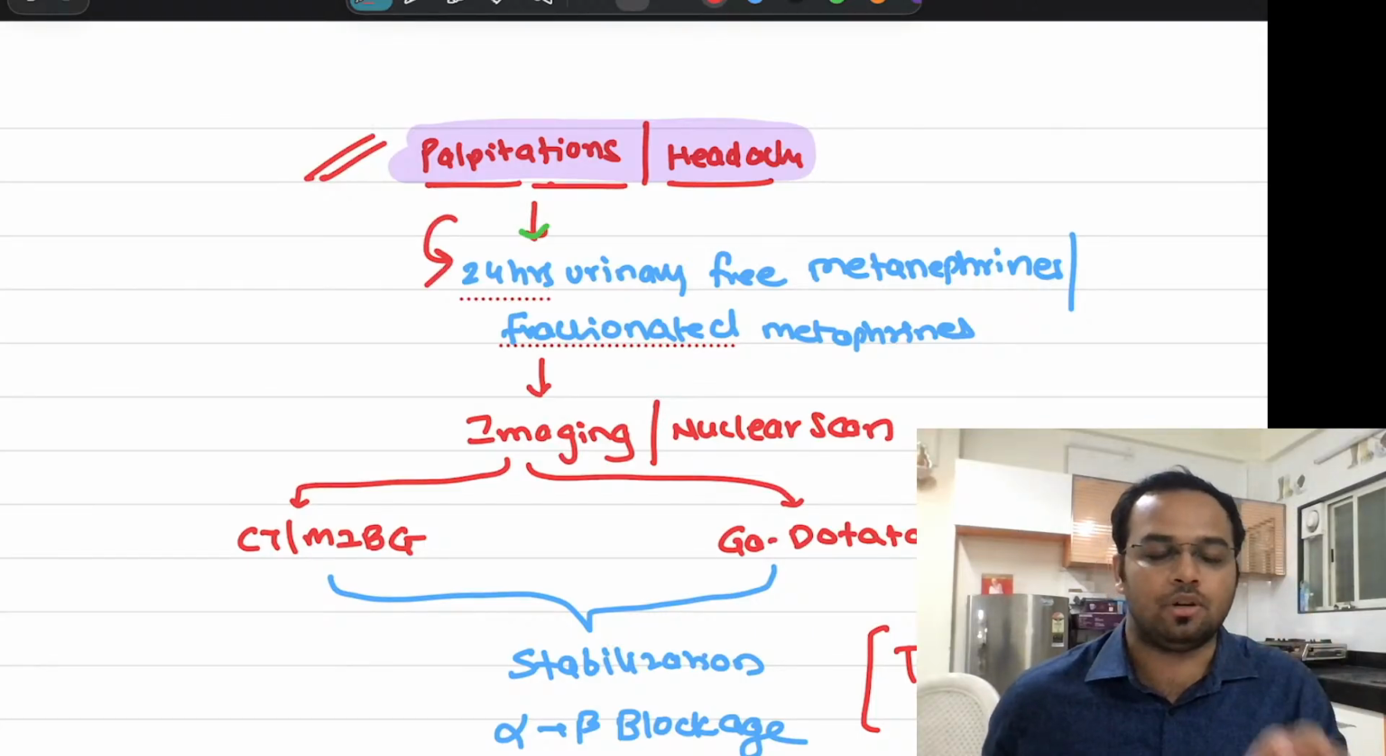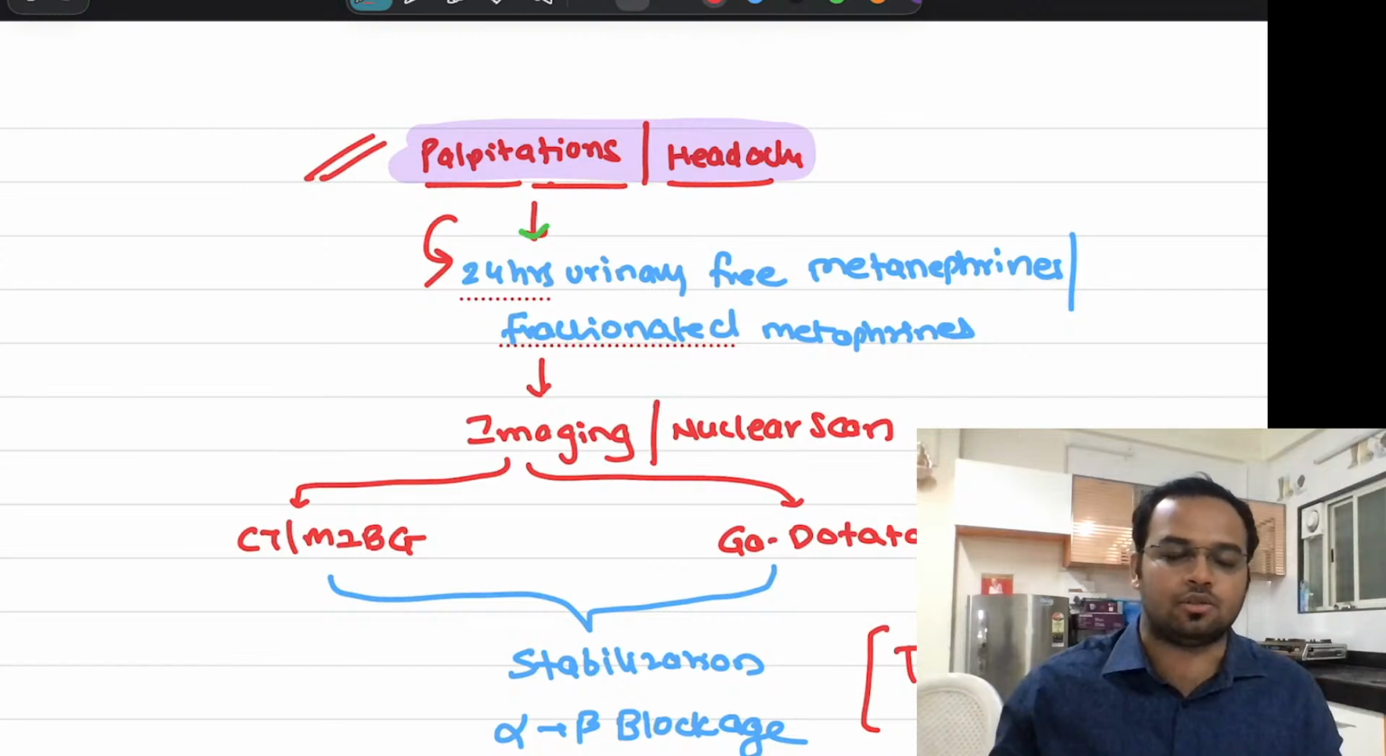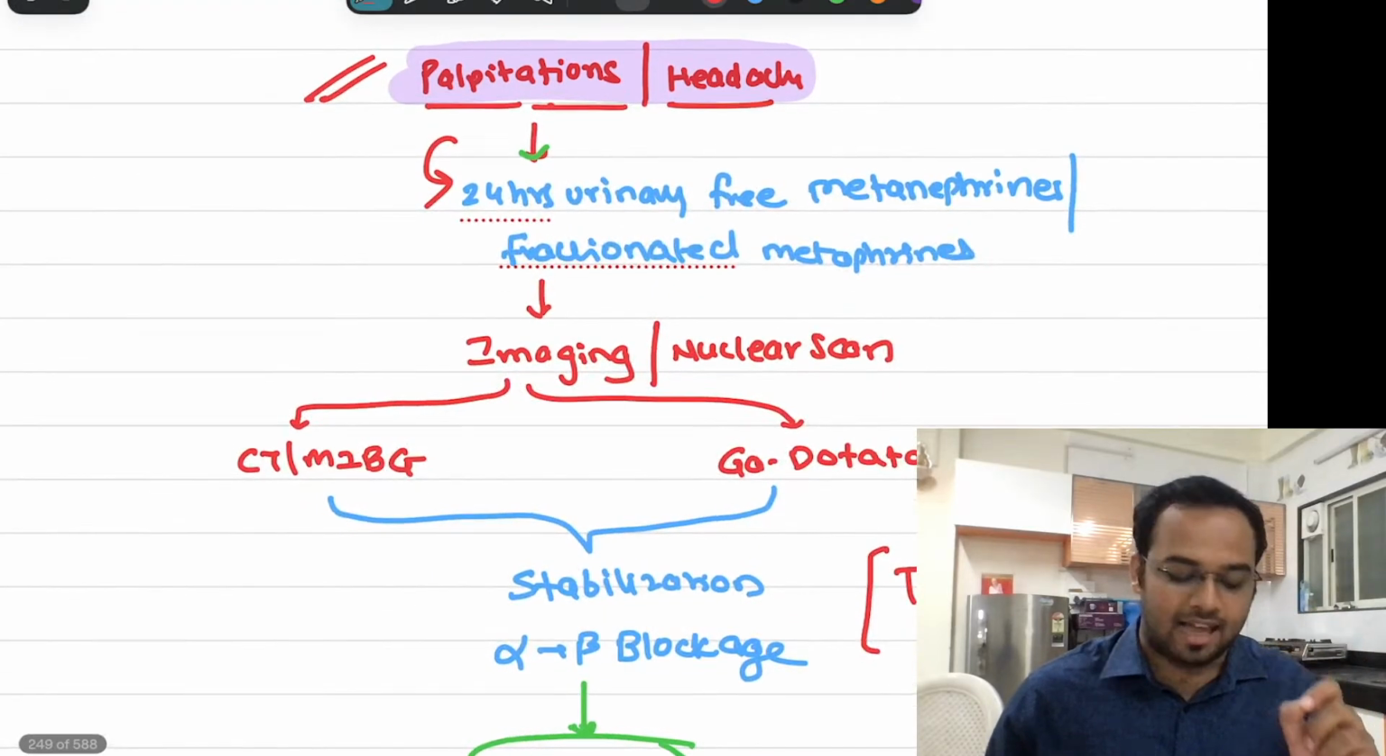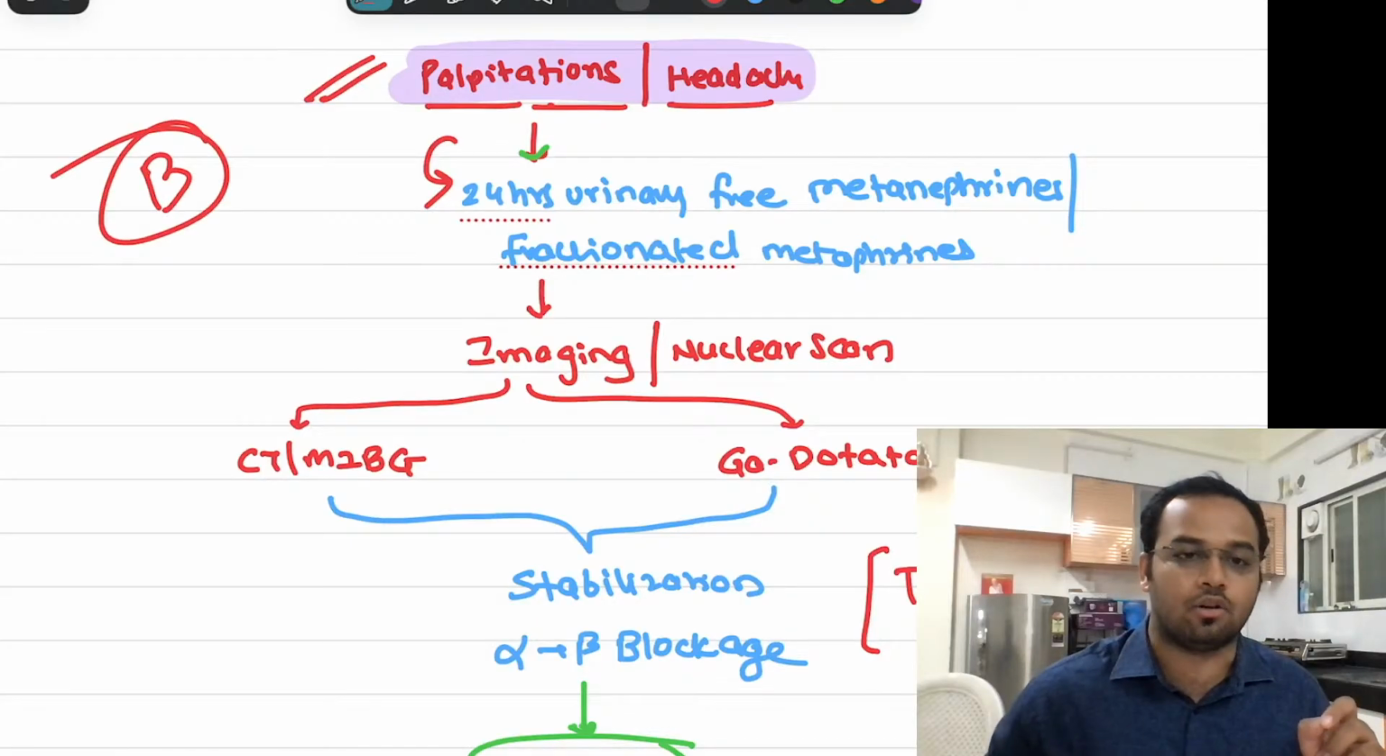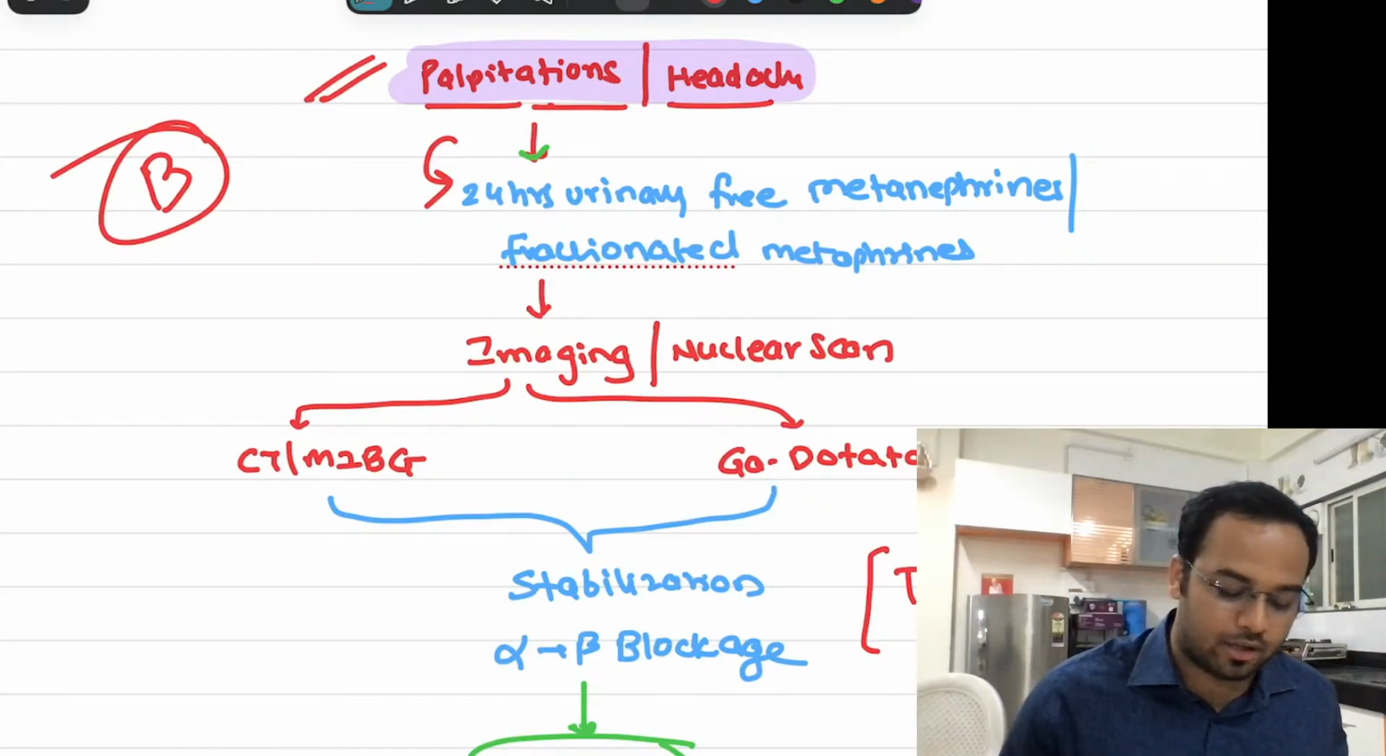Sir, why only urinary? Because we saw that in 24 hours total, whatever is collected in the urine will be shown. At that point, if the metanephrine is high, it can also appear falsely elevated. Therefore 24 hours urinary metanephrine is very much important. After you confirm the diagnosis, this is the B portion of your endocrinology. Then for localization, you go for 2 imaging.